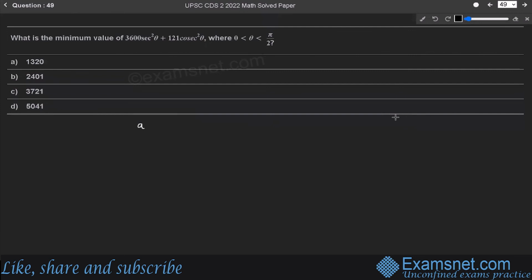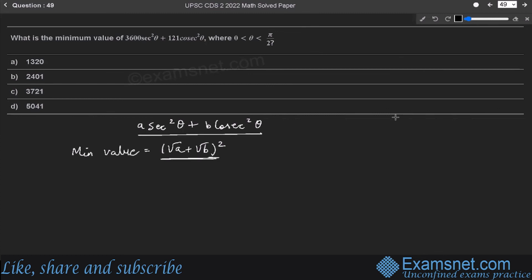We know this form: a sec square theta plus b cosec square theta is always equals to under root of a plus under root of b whole square. This is the minimum value for this given form. If we see this form, then the minimum value is always under root of a plus under root of b whole square. So on comparing the given question, a is 3600 and b is 121.